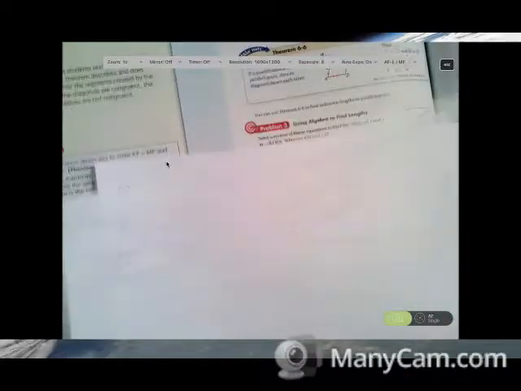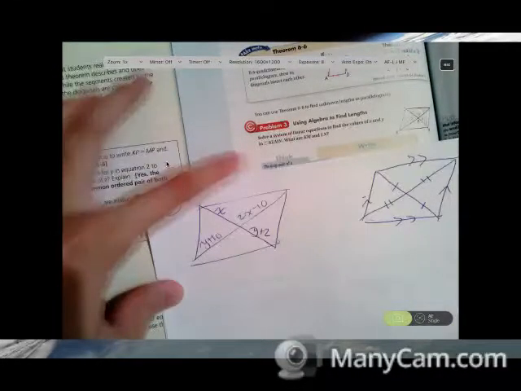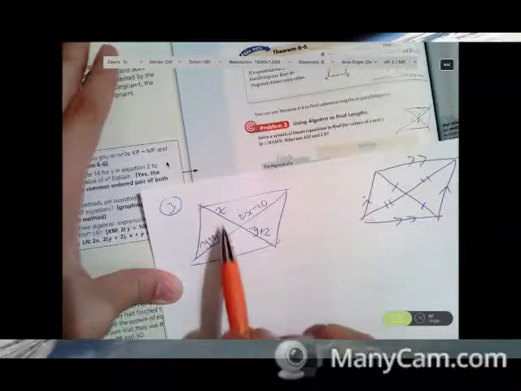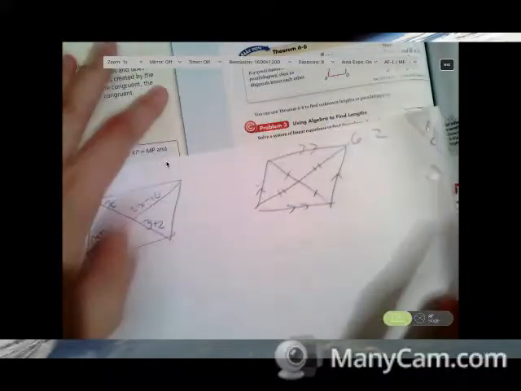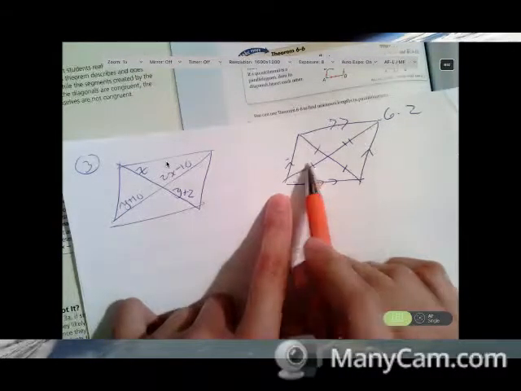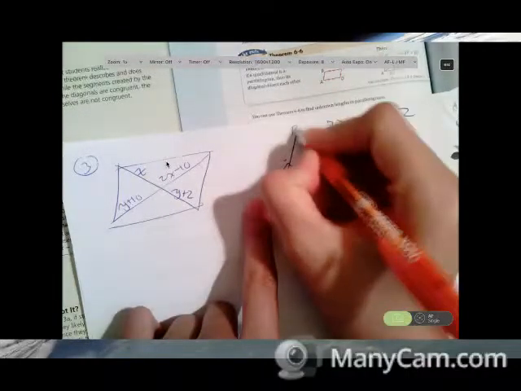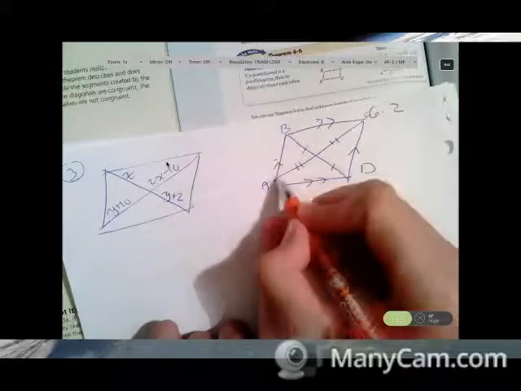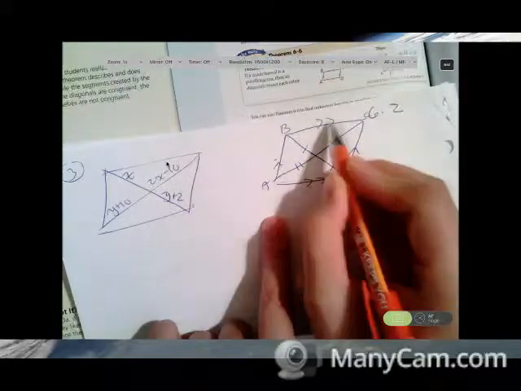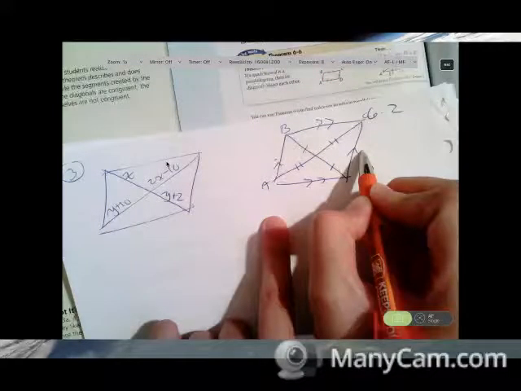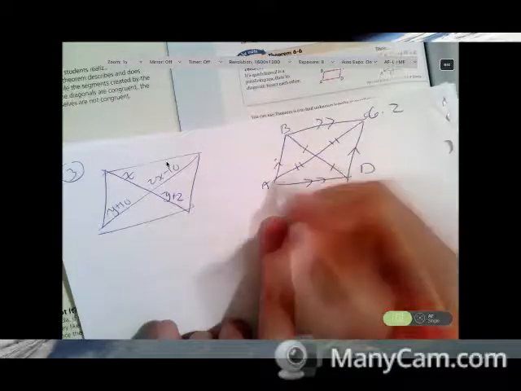Right, and problem 3. Alright, so we want to solve for x and y. Now, there is a theorem 6.6, and I will write it right here. ABCD is a parallelogram. So therefore, the diagonals bisect each other. Because this pair is parallel to each other, and these two are parallel to each other, the diagonals are going to bisect each other.